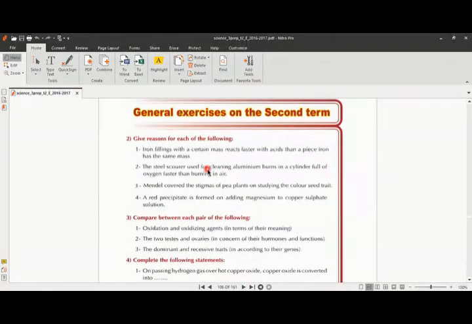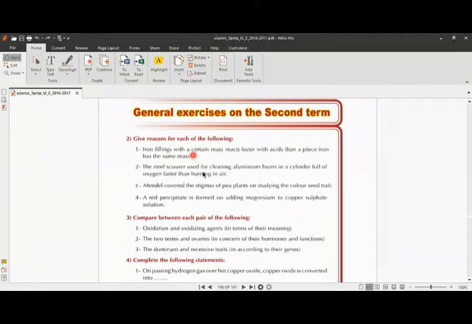Okay, give reason for each of the following. Iron filings with a certain mass react faster with acids than a piece of iron of the same mass. So what do we change here? The surface area. Iron filings and a piece of iron. You are going to find that the iron filings react faster. Why? Because by increasing the surface area, the speed of the chemical reaction increases, because the small size has a large surface area.